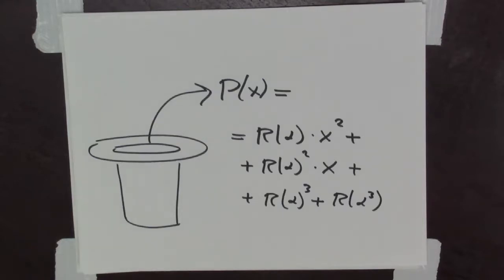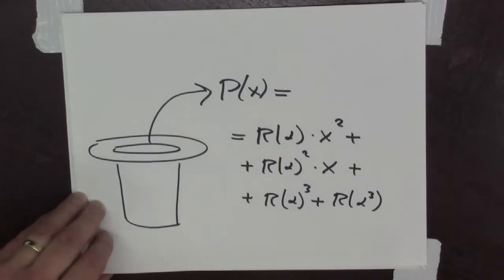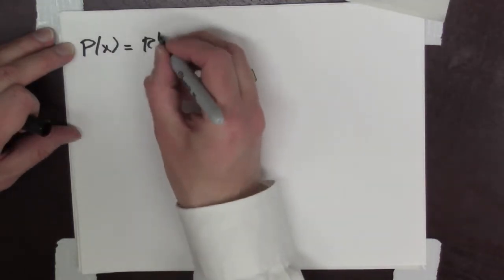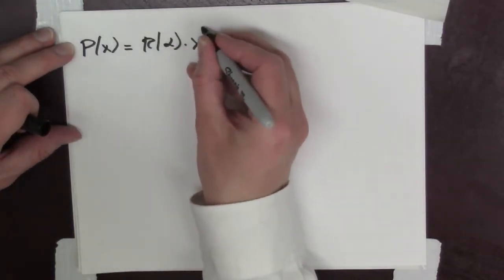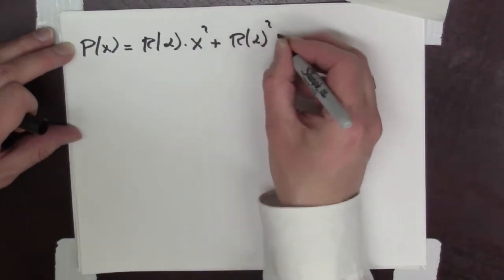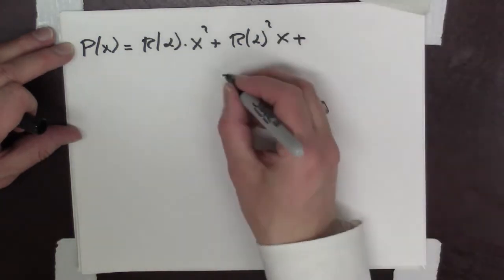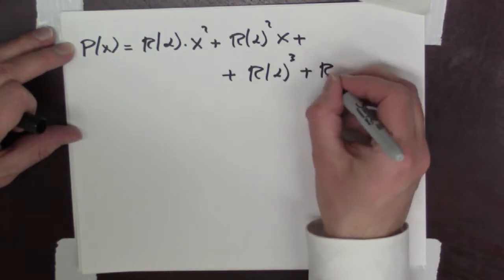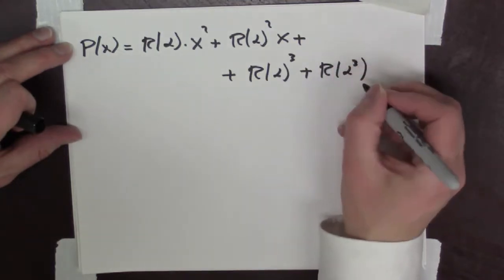This seems very mysterious, but like one magic trick, it's supposed to be mysterious in the beginning. So let me rewrite that a little better so you can have it for reference. So p of x is r of alpha times x squared plus r of alpha squared x plus, running over the third time, r of alpha cubed plus r of alpha cubed.